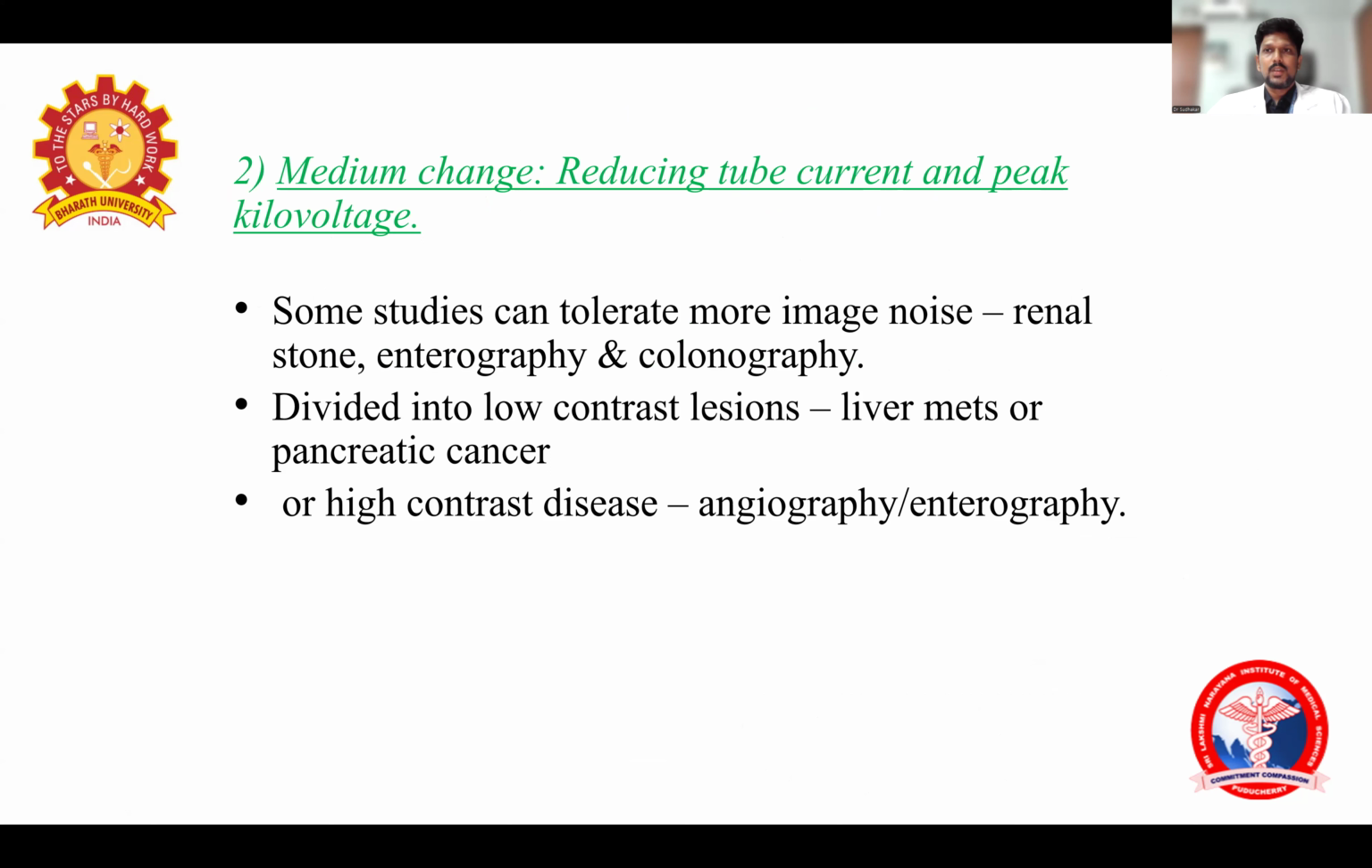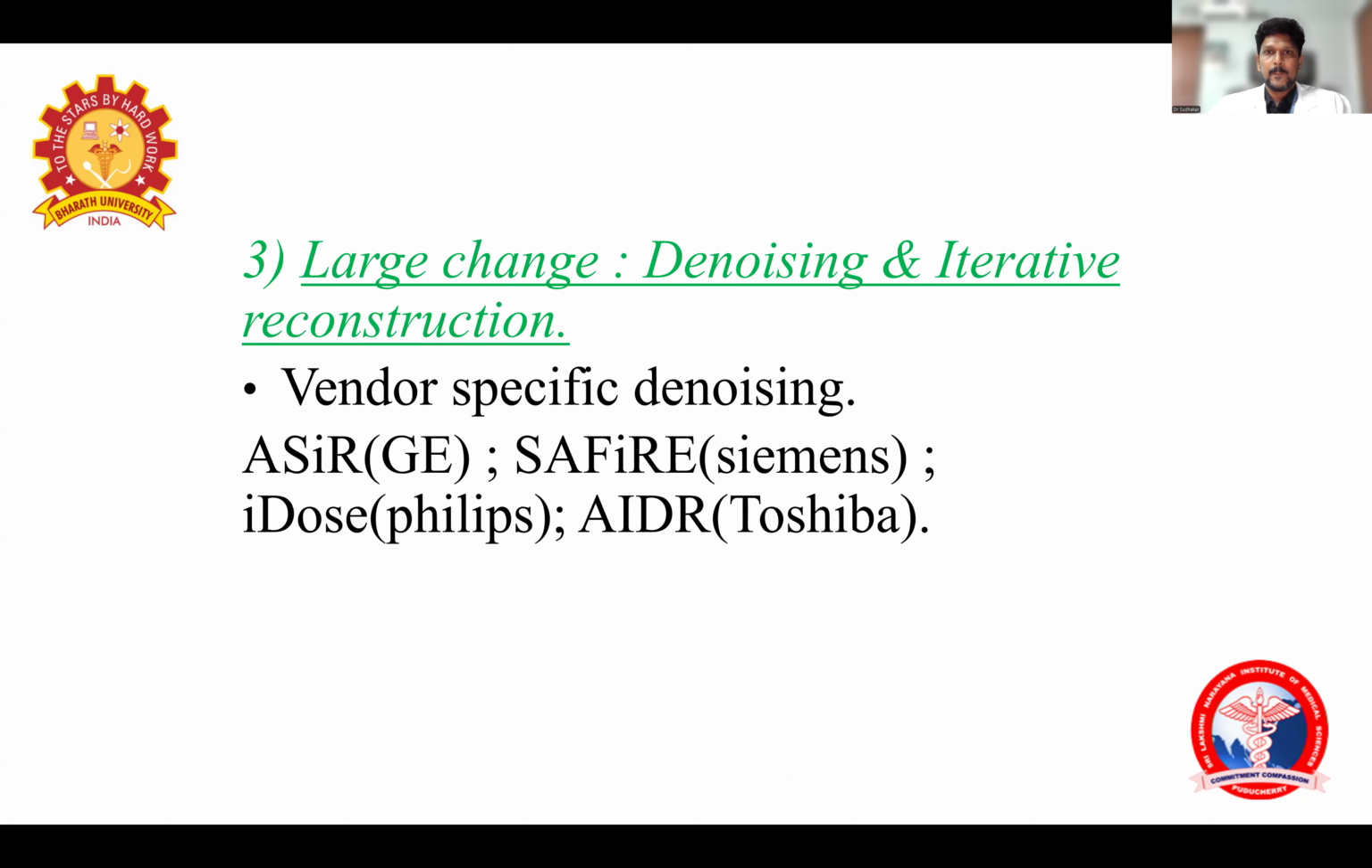Then reducing the tube current and peak kilovoltage. Some studies can tolerate more image noise, like renal stone, angiography, and coronography. So divided into low contrast lesions like liver mets or pancreatic cancer, or high contrast diseases like angio and enterocolitis. So large changes are denoising and iterative reconstruction, which we have talked about in the previous slides.